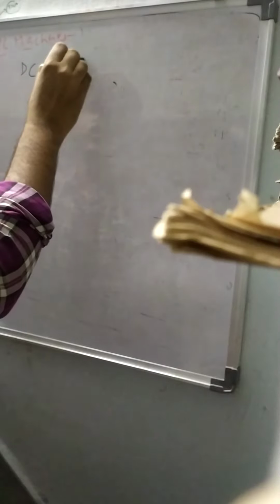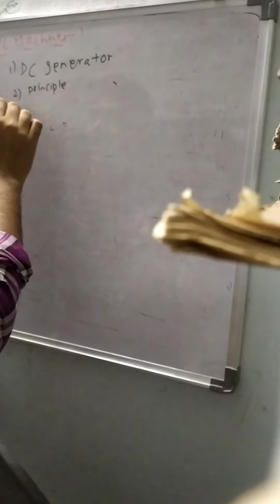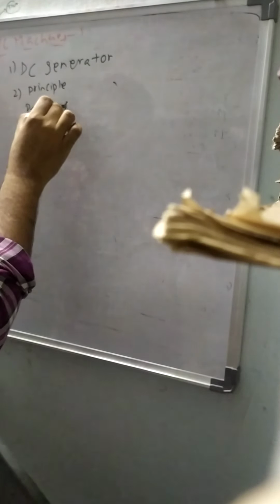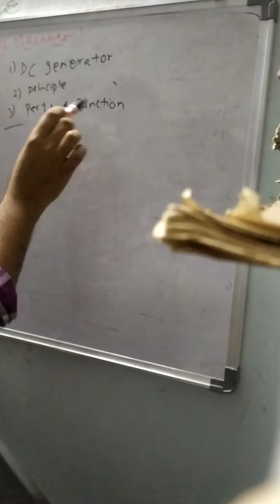Since it is a time of exams, I want to take one special class regarding the core subject of machines. Today in this class we are going to discuss the basic DC generator. What is a DC generator? Its working principle. And what are the parts of a DC generator, the parts and also their functions. So let us discuss these three concepts now in a very short, brief and clear way.